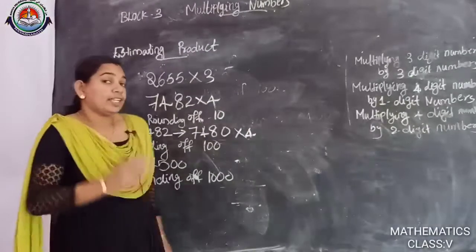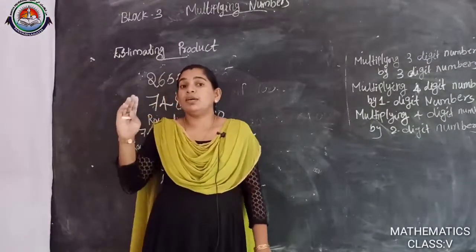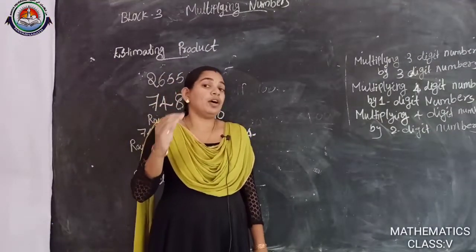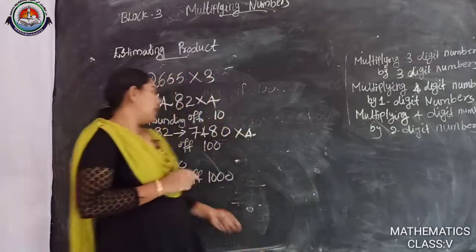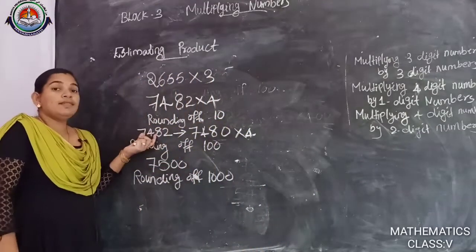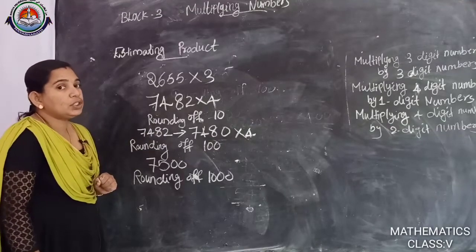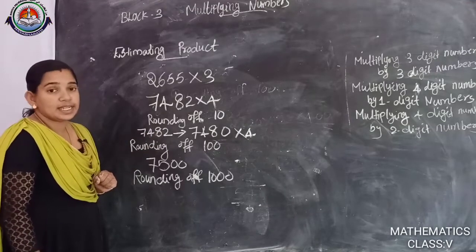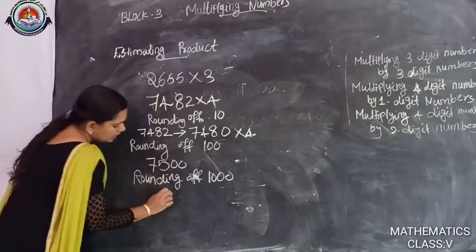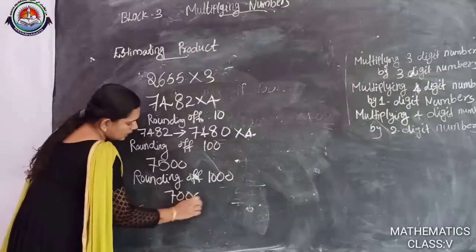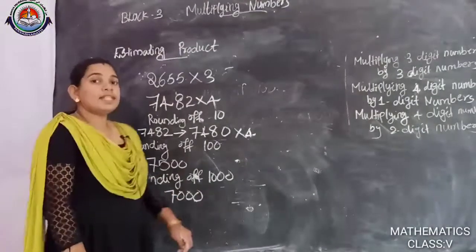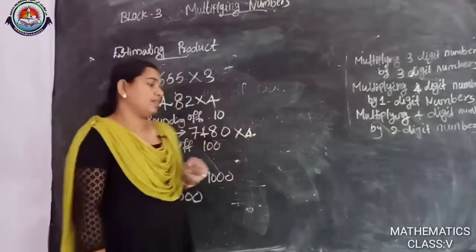Okay, then rounding off 1000. What do we want to check? Whether the 100 place digit is 5 or more, or less than 5. Here the 100 place is 4, which is less than 5. So we don't need to add 1 to the 1000 place digit. So what is it? 7000. Okay, then we will find the estimated product.